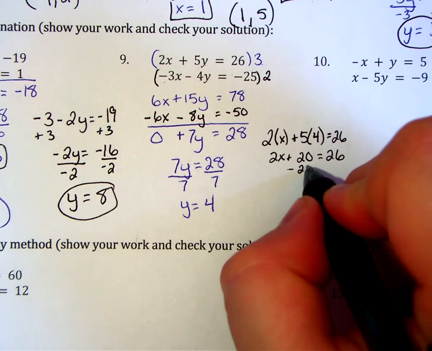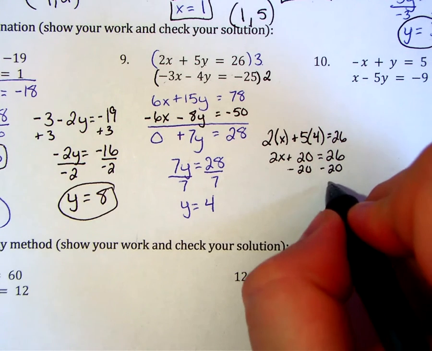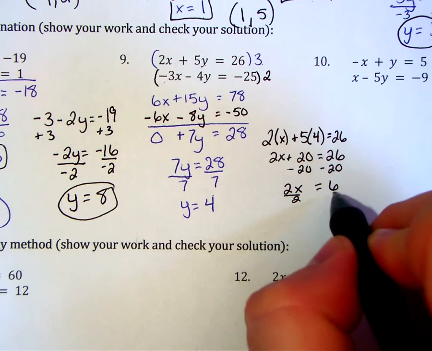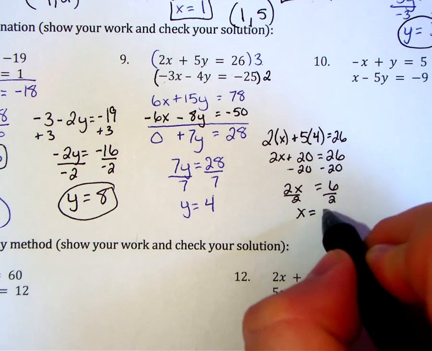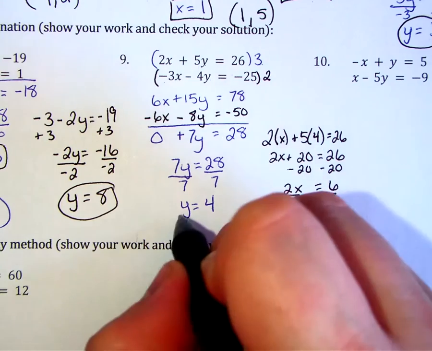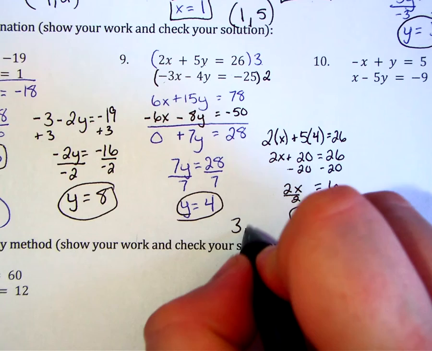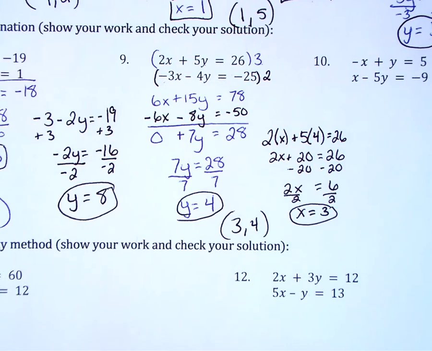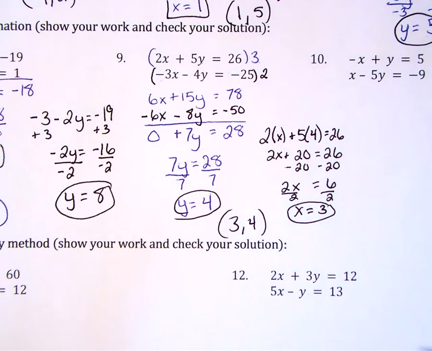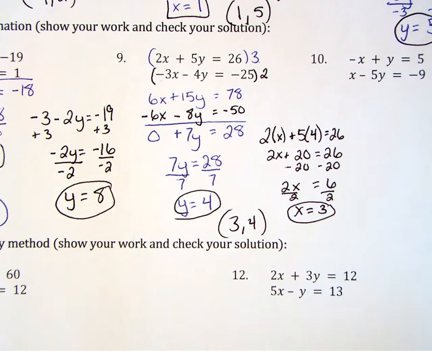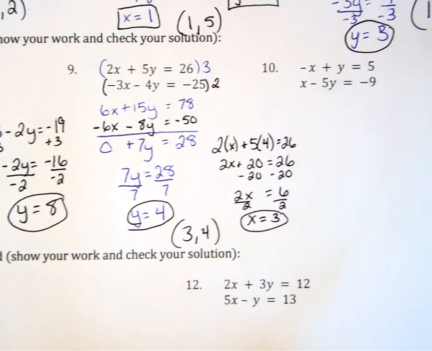We'll subtract 20 from both sides. So 6 is equal to 2x. We'll divide by 2 on both sides, and x will be equal to 3. We now know the value of x. We now know the value of y. Our solution: 3, 4. Again, we can check our answers by taking that solution, plugging it into both of our equations, and making sure that we have values that equal each other at the end of solving those.